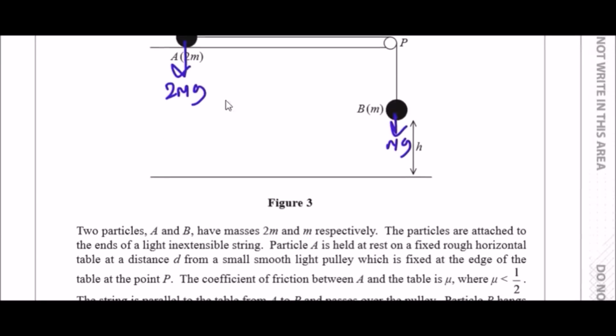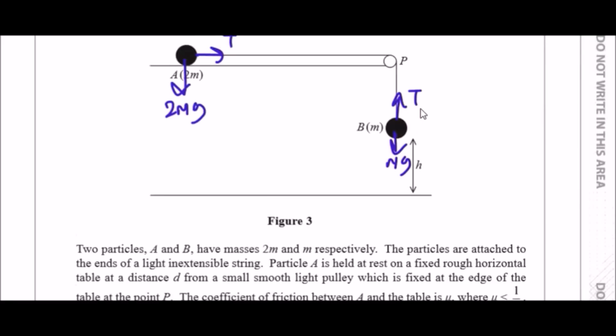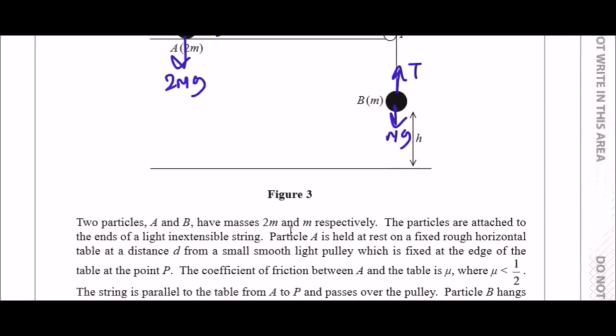Okay. Now the particles are attached to the ends of a light inextensible string. Now since this is a string, we can assume that there's tension coming off it. So let's put T there and T there, and it's the same string, so tension should be the same for both really.